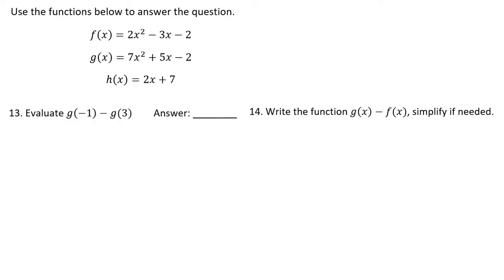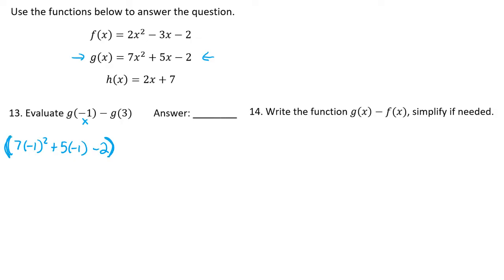All right, so now we're going to evaluate with an equation. So it says evaluate g of -1 minus g of 3. So our g is this polynomial right here. And what it's asking us to do is to replace all the x's with a -1. So I'm going to do that. I have 7 times -1 squared plus 5 times -1 minus 2.